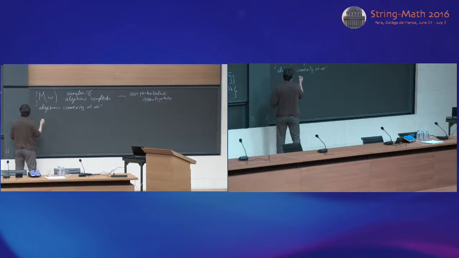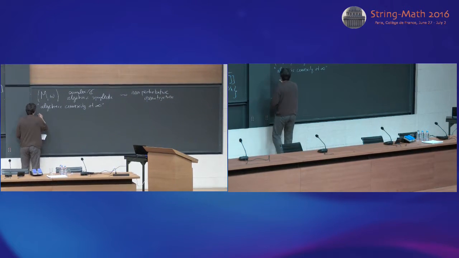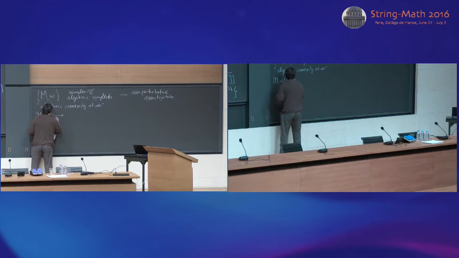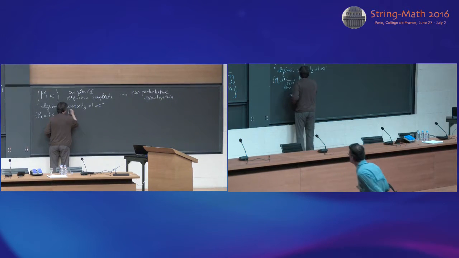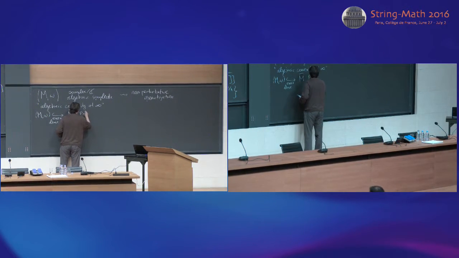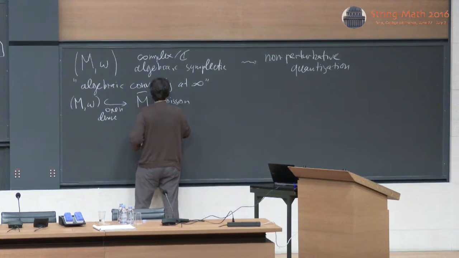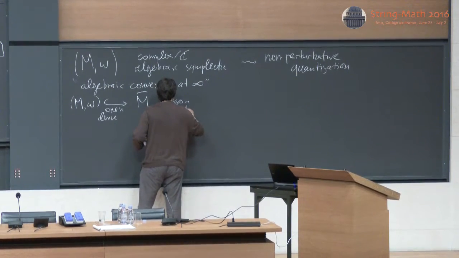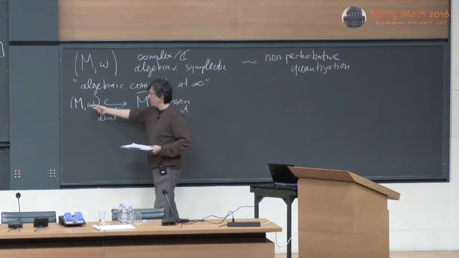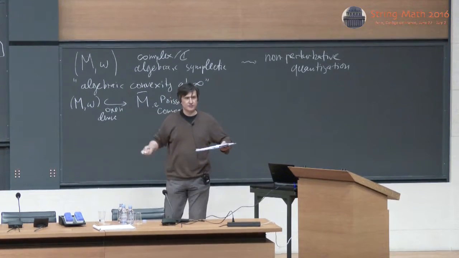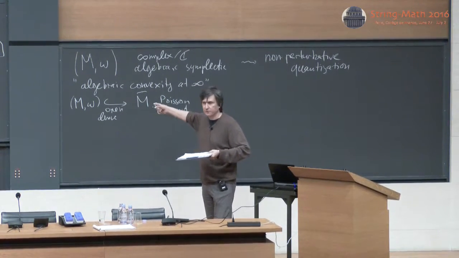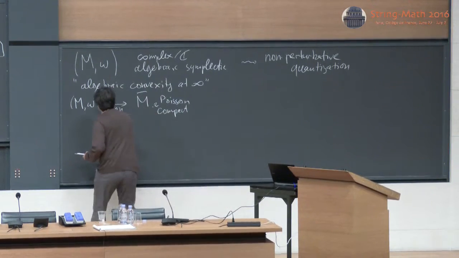With some approximation, what does algebraic convexity at infinity mean? It means that (M, omega) can be an open, dense subset in some Poisson manifold, a compact Poisson variety, and M should be an open, dense symplectic leaf. If you have a Poisson structure, it can decompose into symplectic leaves, and sometimes you have just one big open leaf. An open, dense symplectic leaf.